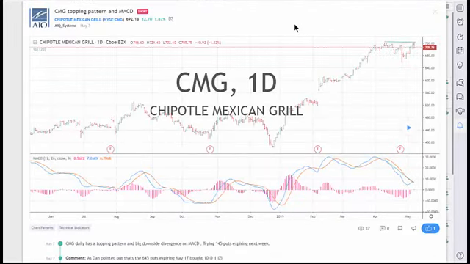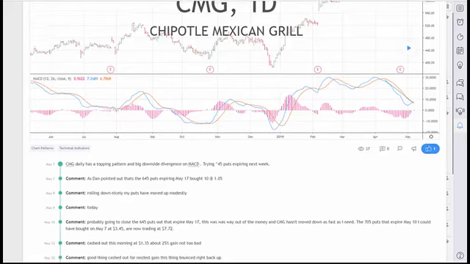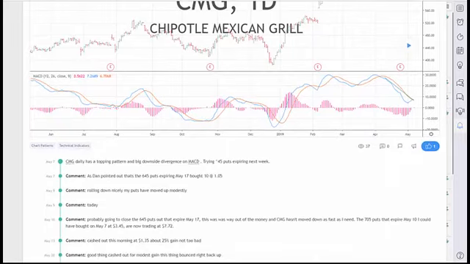This was CMG, Chipotle Mexican Grill. You can see a nice topping pattern here with extraordinarily strong divergence to the downside right here. On this particular trade, we were looking at the 645 puts, expiring May 7th, trading at $1.05. It rolled down nicely, and by the time we got to May 10th, we were all the way down. It was trading at 345.